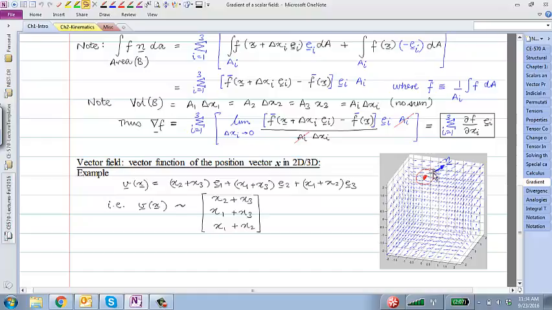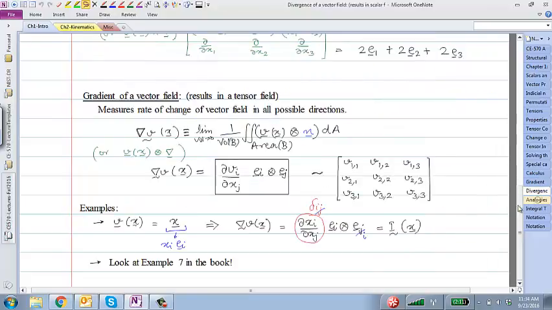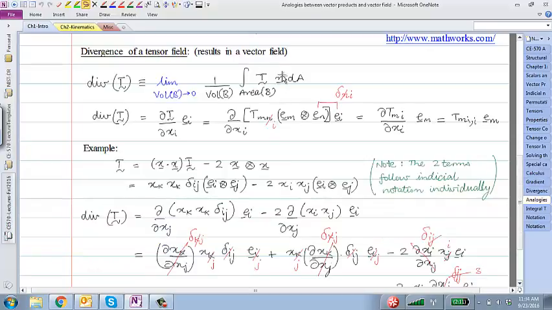First question: tensor acting on this normal will produce what type of quantity? A vector. A vector integrated over the entire surface of that small infinitesimal body will give me another vector. So T acting on n will give me a vector. Take that vector, integrate it over the surface of the body. And by the way, what do I mean by integrate a vector? What happens when we integrate a vector?